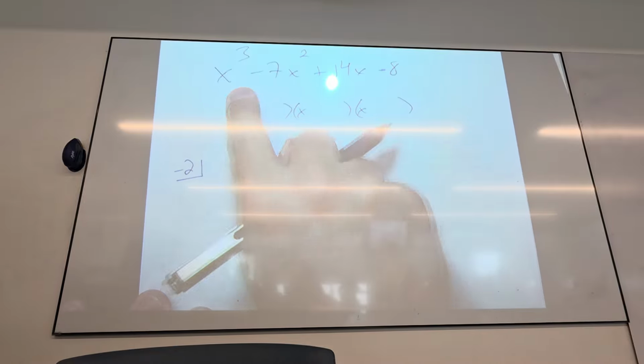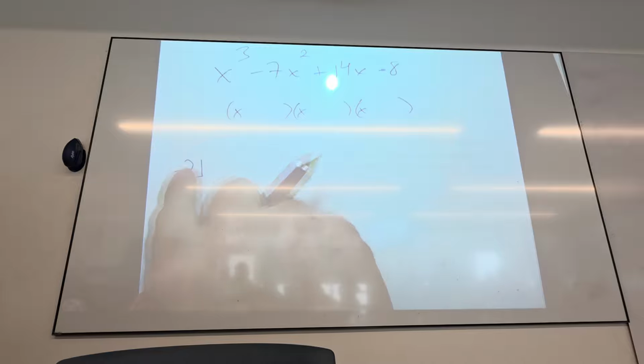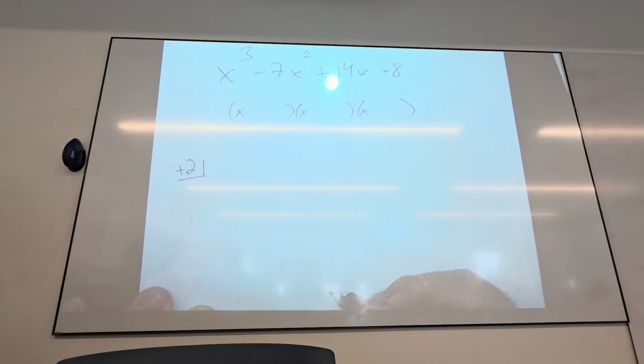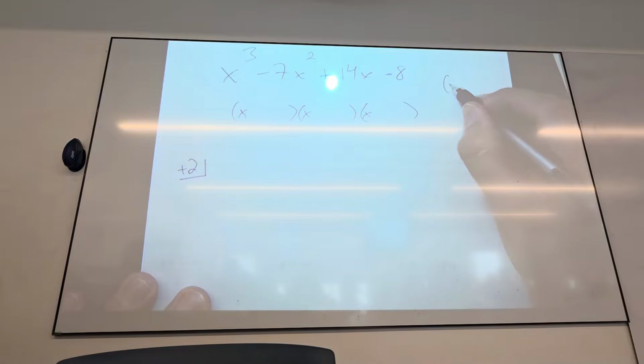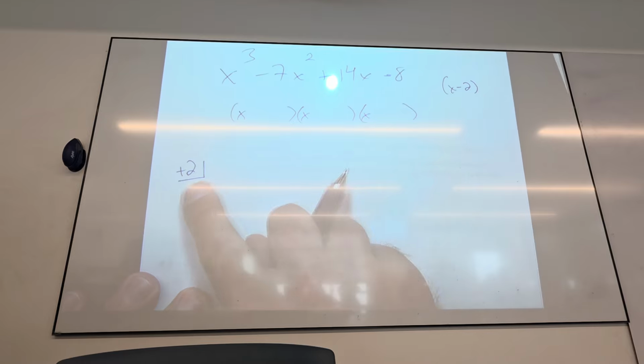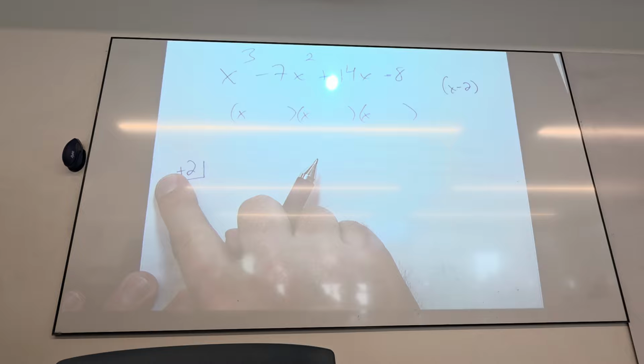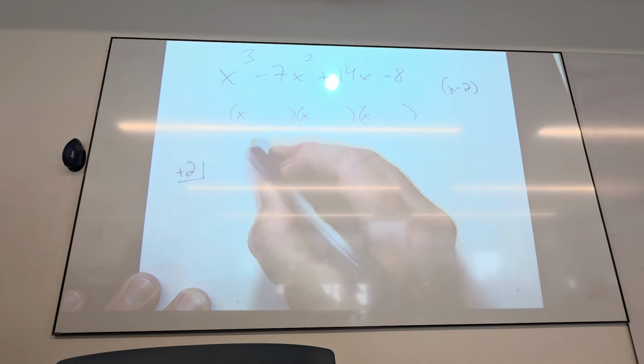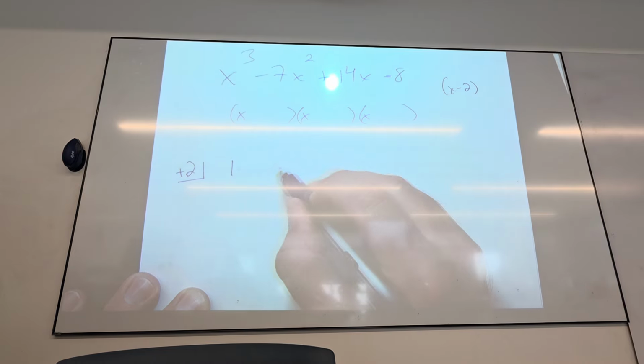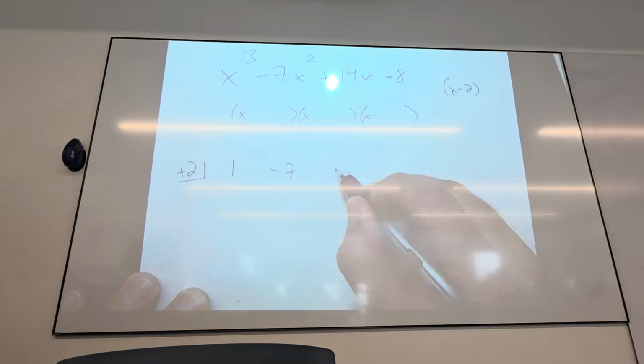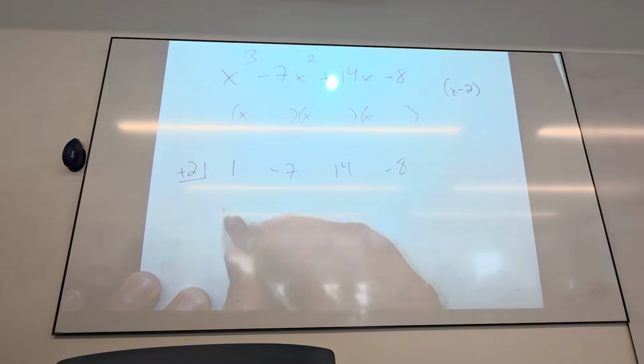So I'm going to try to divide this by x plus 2. That's what this represents. Oh, no, that's not what I wanted then. You want positive 2? Yeah. So if I want to divide by x minus 2, remember what I put over here is the opposite sign. So what are the coefficients here? 1, -7, 14, -8. Okay, let's see. How do I get this started? Yeah, bring that down. Multiply.